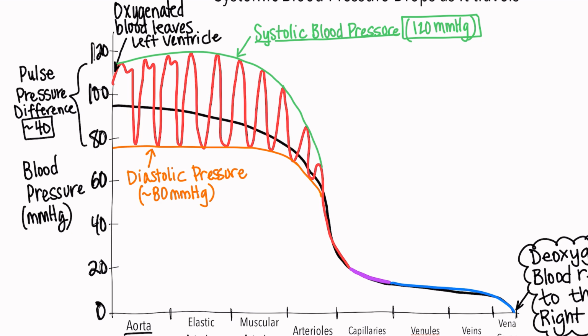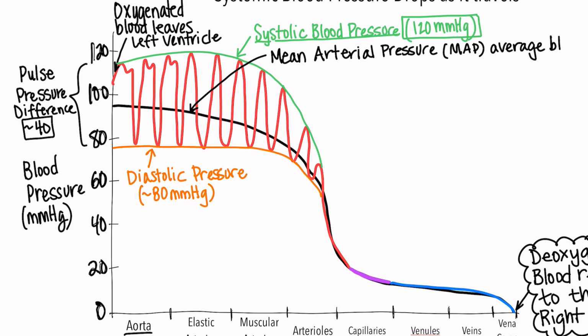And notice that the pulse pressure then disappears. There is no difference once you get to the arterioles. This black line right here, that's the mean arterial pressure. The mean meaning the average. And we call this MAP. This is the average blood pressure.